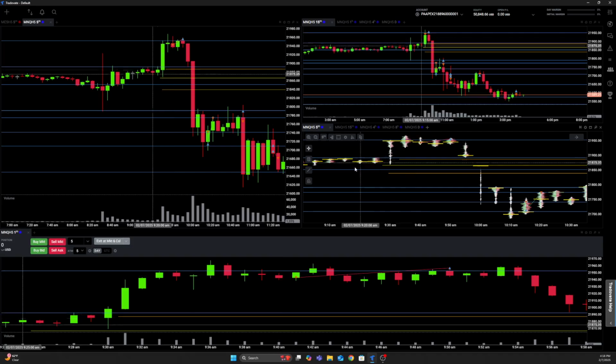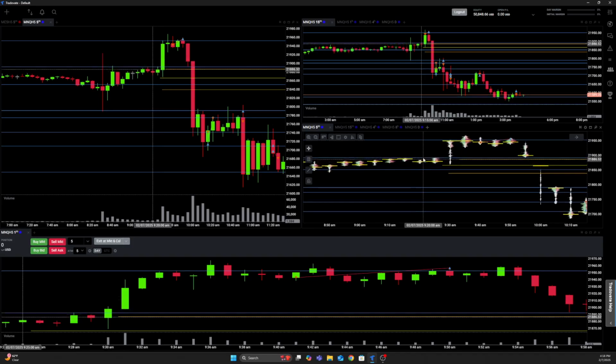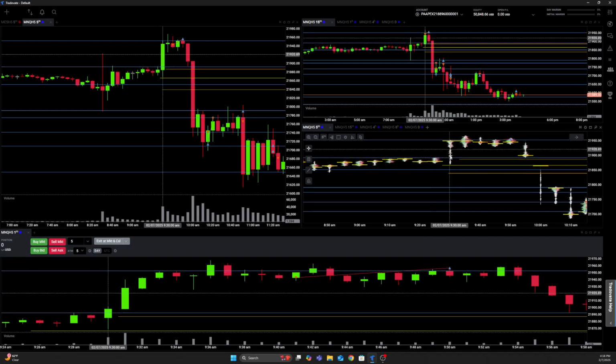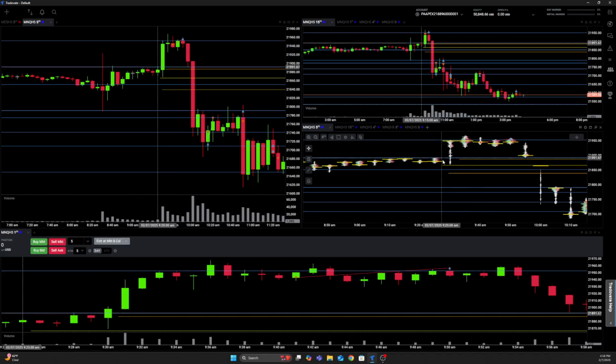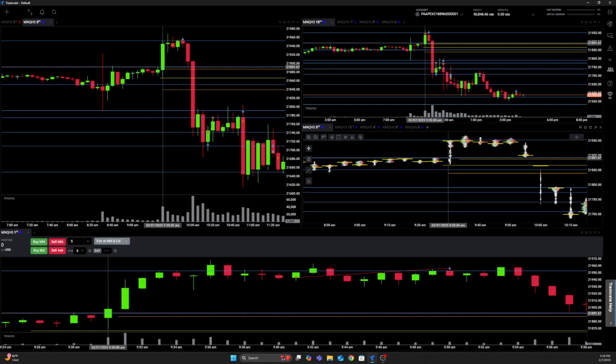Another reason is that we had kind of a volume shelf. In the pre-market, we had a lot of volume down here, and then we got a big move to the upside, and not a ton of volume in here. So we kind of left a shelf, like a gap in the volume. And whenever that happens, it's not uncommon to see a retracement back to that liquidity.